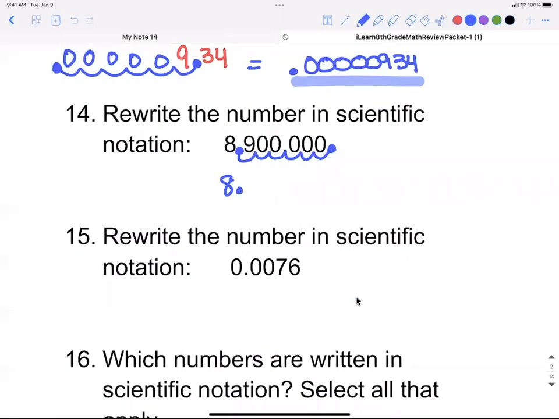So I'm going to leave it there, times the base 10, and then my exponent, because it's a big number, is going to be positive, and it's how many times did I have to bounce? 1, 2, 3, 4, 5, 6, so it's 10 to the 6. Okay, big numbers, positive exponents.